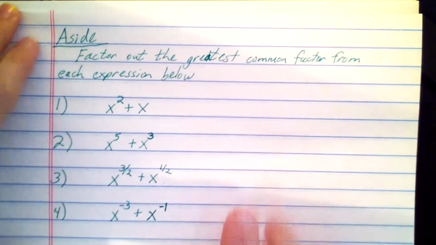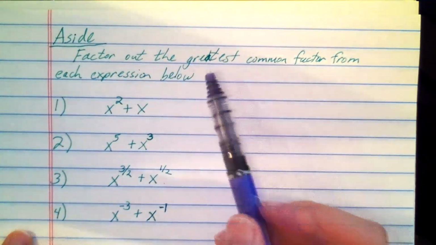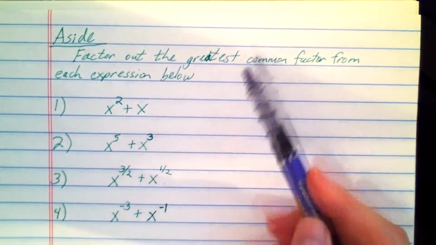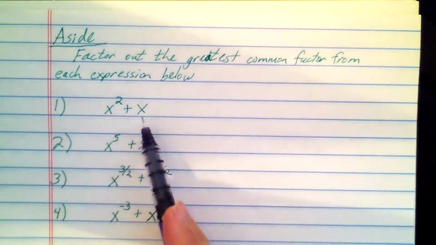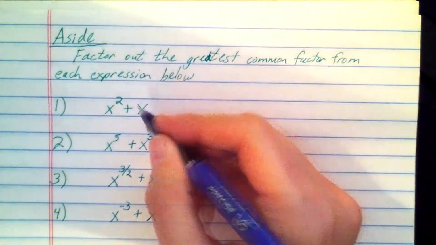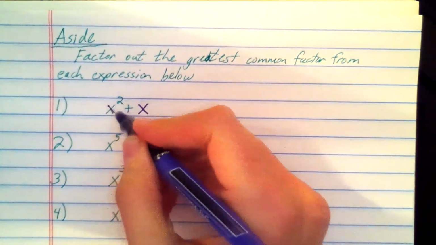So let's take these examples where we're back in college algebra and we say, for each of these expressions, factor out the greatest common factor from each one. So if we look at part 1, x squared plus x, and we want to factor out the greatest common factor, we have to figure out what the greatest common factor is.